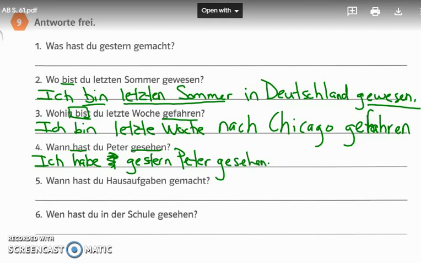Number 5. Wann hast du Hausaufgaben gemacht? When did you do homework? I see it's a hast, it goes with gemacht, so I start out with ich habe. Ich habe am Samstag Hausaufgaben gemacht.